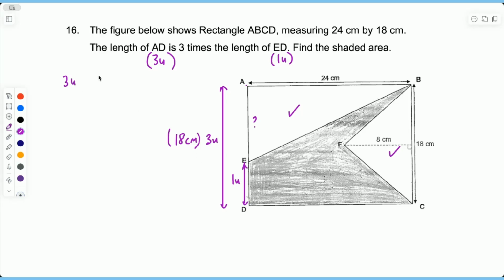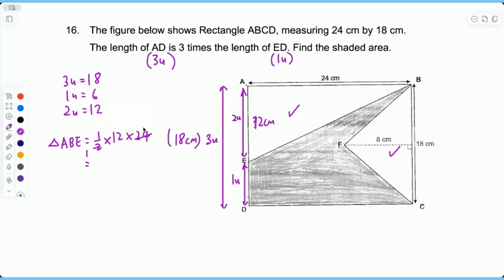We have 3 units is equal to 18 cm, 1 unit will be 6 cm, and 2 units will be 12 cm. Hence AE is 2 units, and that will be 12 cm. Let's find the area of triangle ABE. That will be half times 12 times 24. If I do cancellation here, 12 times 12 is 144 cm squared.